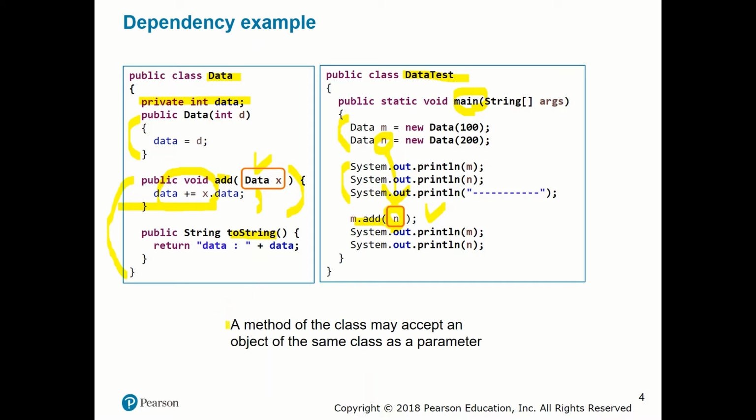So here, a method of a class may accept an object of the same class as a parameter. In this case, we say that there is a dependency.